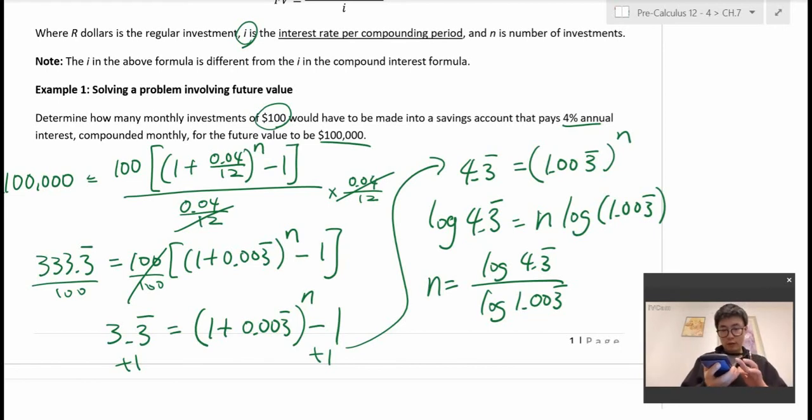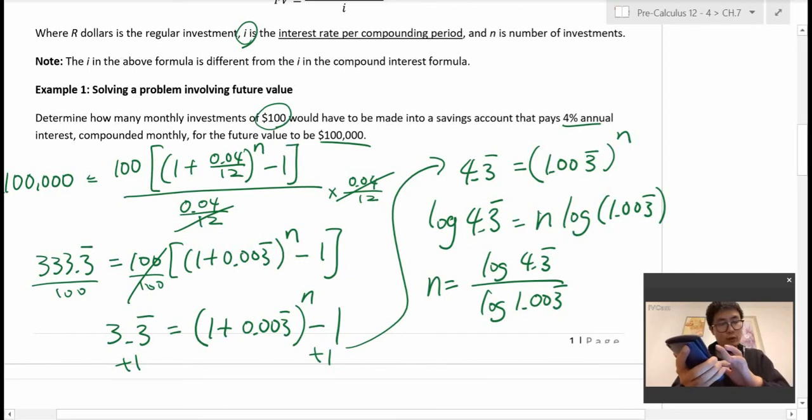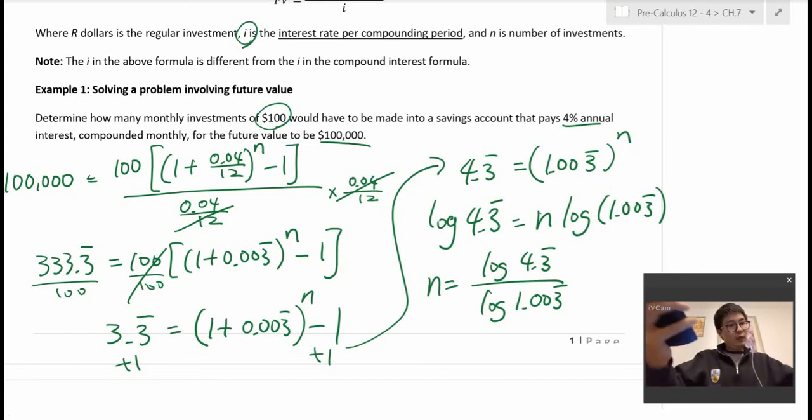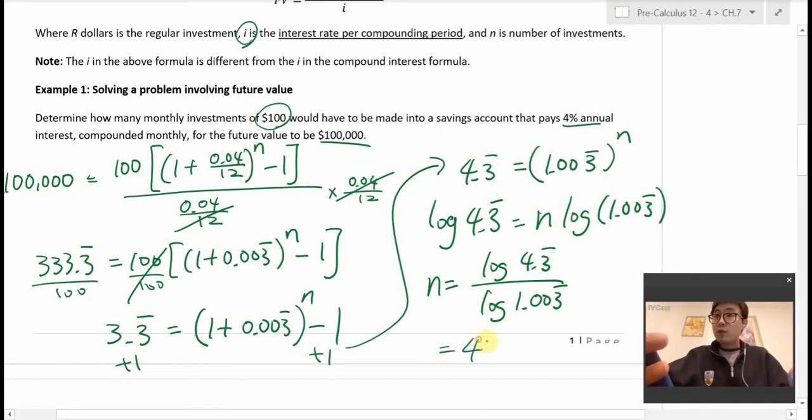Log answer. But because your calculator can only remember one answer, you can't really type in 1.003 repeating on the calculator. So what you do then is you type in log 1.00 and then just press a lot of 3's, many times. Then this will give you 440.6. So I would say 441 months.